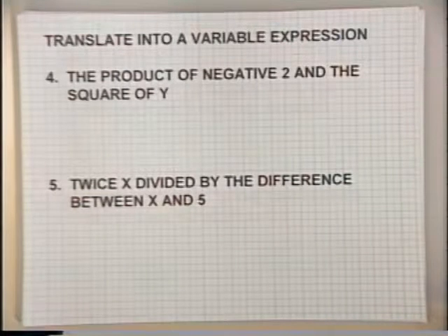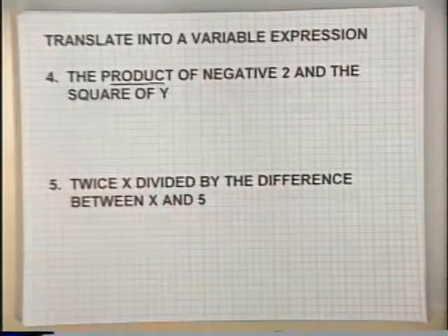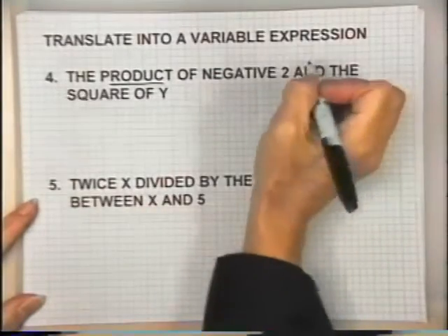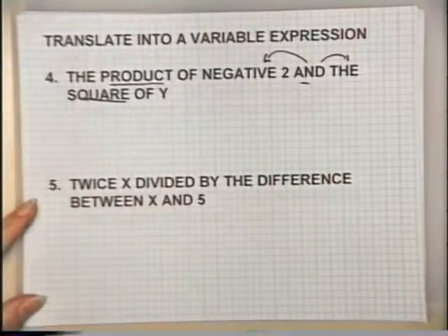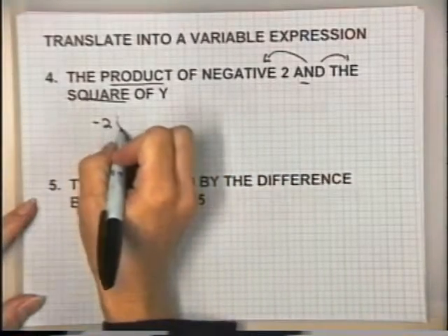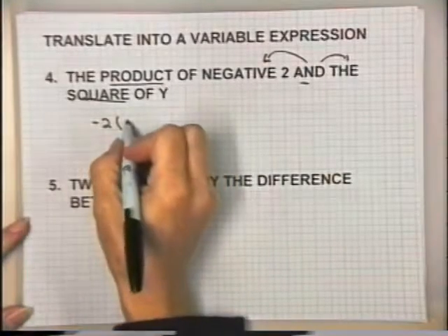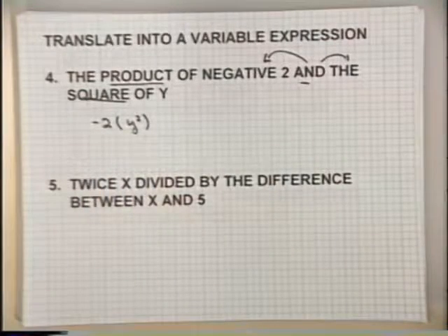Number 4, the product of -2 and the square of y. We are looking for a product. That means that we are multiplying. What things are we multiplying together? Let's look for that word and. We are multiplying -2 and the square of y. Let's write -2. We can use a parenthesis if we want to indicate that we're going to multiply. We're multiplying by the square of y, which indicates we have a second power on our y. So we could write -2 and in parentheses y squared.